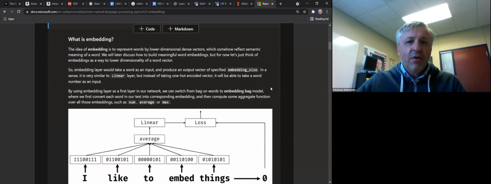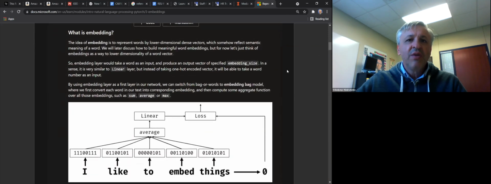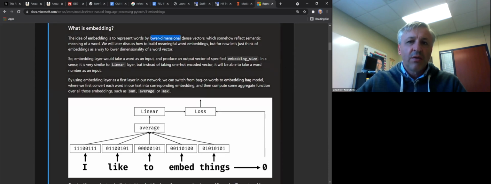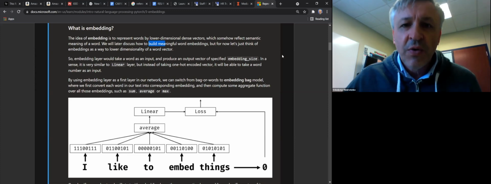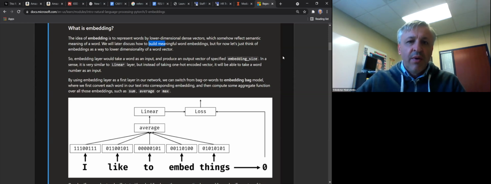So the idea of embedding is to basically represent words in a lower dimensional format. We will have much shorter vectors, but these vectors will be much more dense. And these vectors also somehow reflect some semantic meaning of a given word. We will talk later about how to build these meaningful embeddings, but for now, let's just think of embeddings as a way to reduce the dimensionality. For that, we need a special layer in our model that is going to take a word as an input and will produce an output vector of a given size, which we will specify as embedding size.